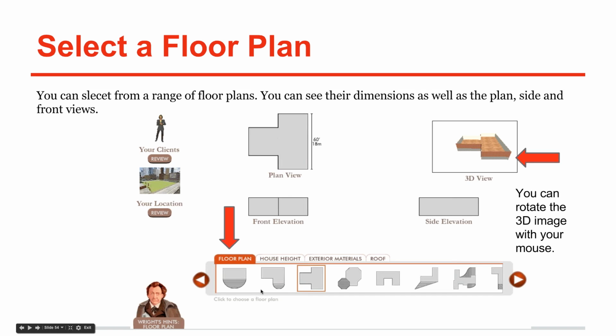All right. Now, you can pick your floor plan and your house height. On the light version, you will only have these first two tabs. On the 3D version, you have the second two tabs. Okay?